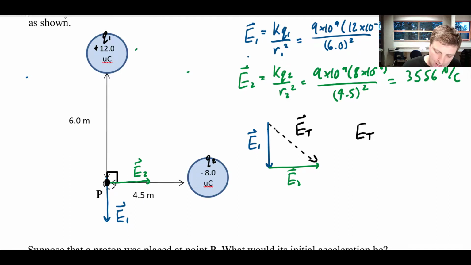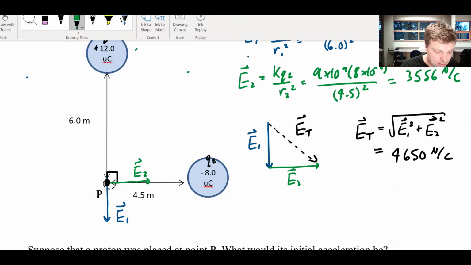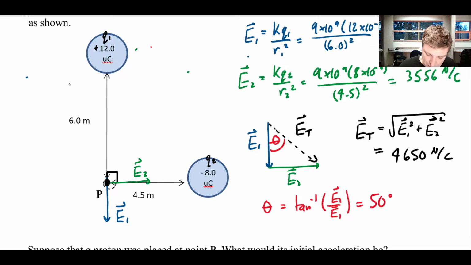So the total field strength here is just going to be, we'll use Pythagoras, E1 squared plus E2 squared. And when I solve that, I end up with about 4,650 newtons per coulomb. Now, if you're screaming at your screen, no, wait, we can't possibly be done, you're absolutely right, because this is a vector, and so vectors include directions, and in 2 dimensions, that direction is given by that angle. And so theta would equal the inverse of tan of E2 over E1. And this ends up giving us right around 50 degrees.